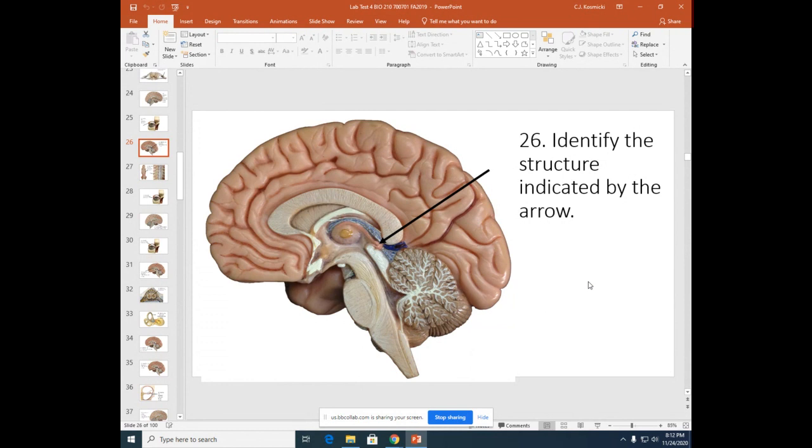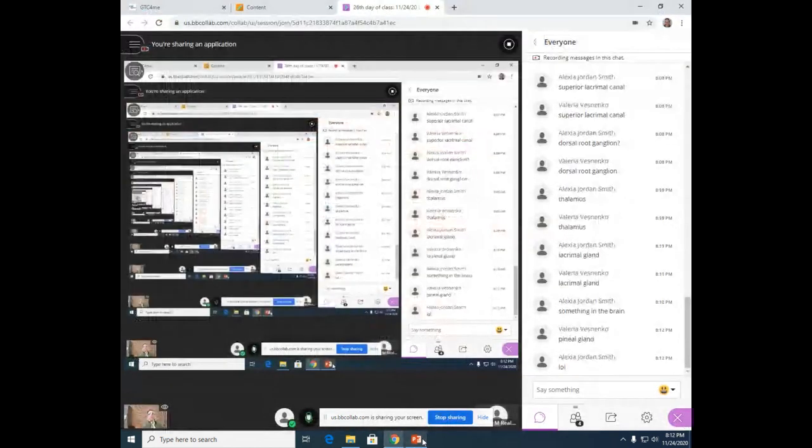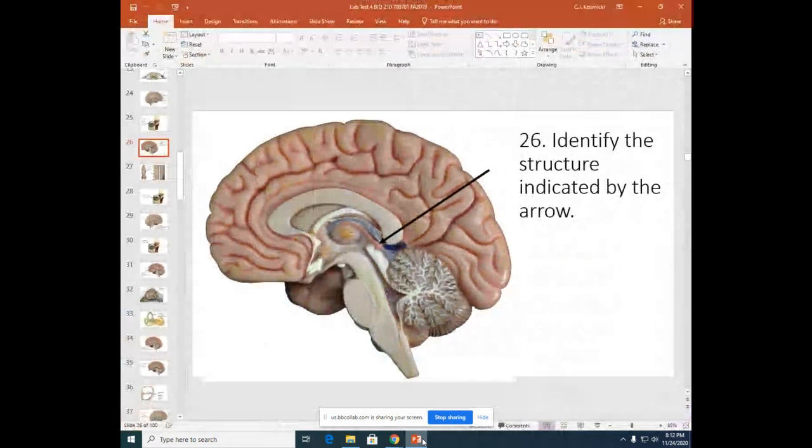Yep, pineal gland. What does it make? Melatonin. What do we got at home? Pineal gland. It's part of the diencephalon, but the epithalamus. Remember, there are two parts to the epithalamus: the habenular nuclei, which you don't have to identify on the test, and also the pineal gland.